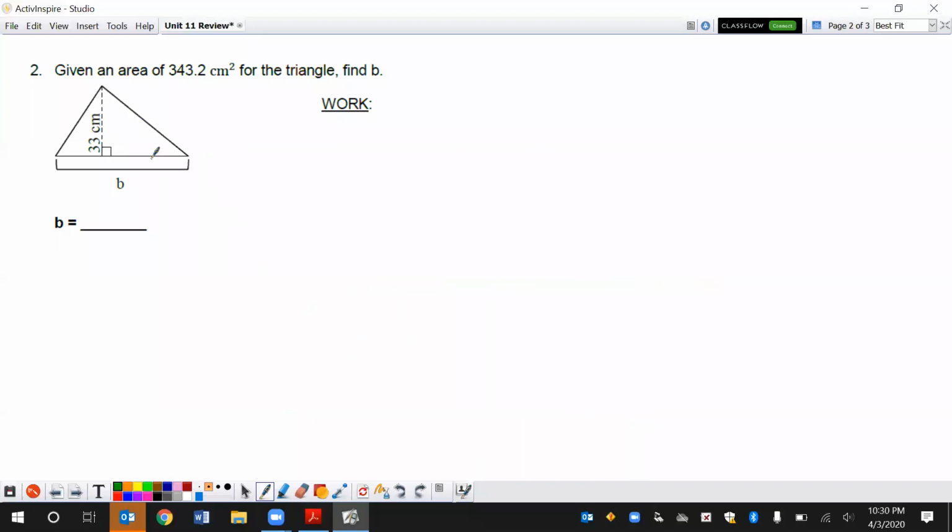Yeah, number 2. In this one, it's a little bit different because now they're actually giving me the area and they're asking me to find B, which is the base of my triangle. Because they gave me the area of a triangle, I have to use the formula for a triangle. The formula for the area of a triangle is base times height divided by 2.